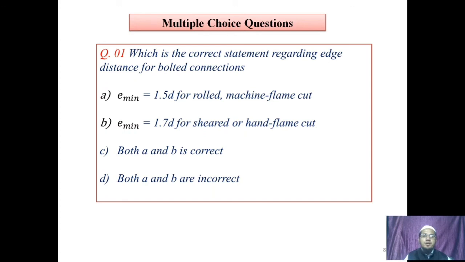Yes, option C is correct as we have just discussed. That is both A and B statements are correct. Means E minimum should be 1.5 times D or 1.7 times D for machine or hand flame cut.